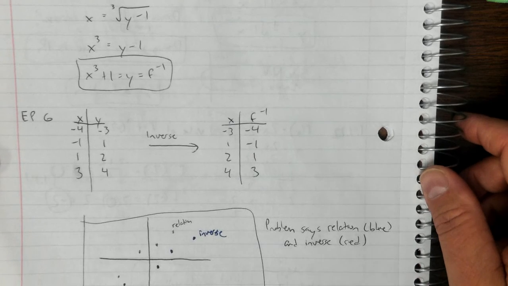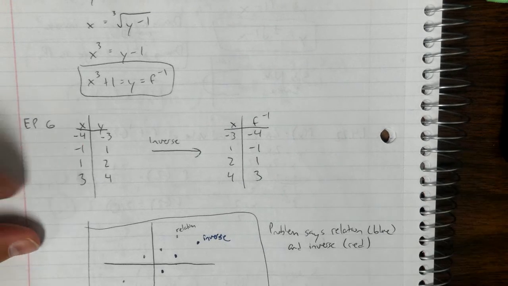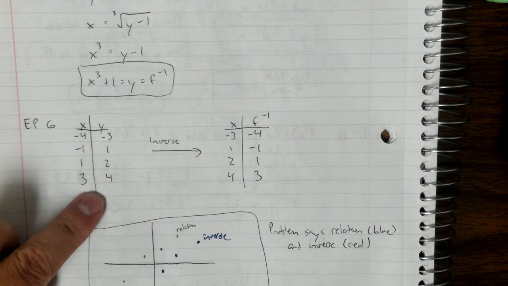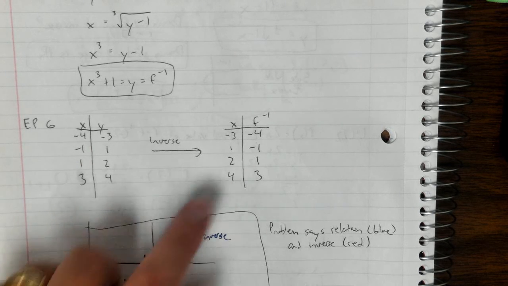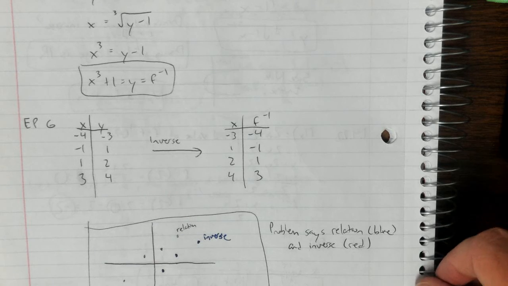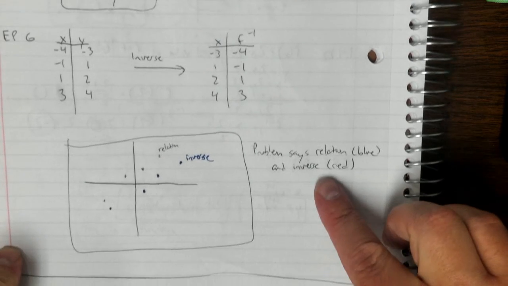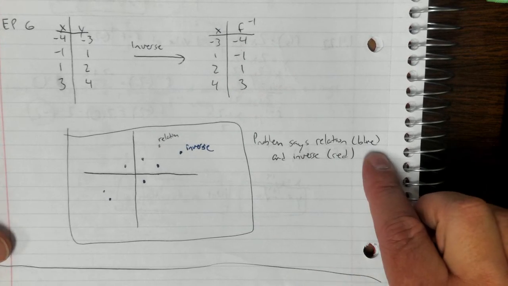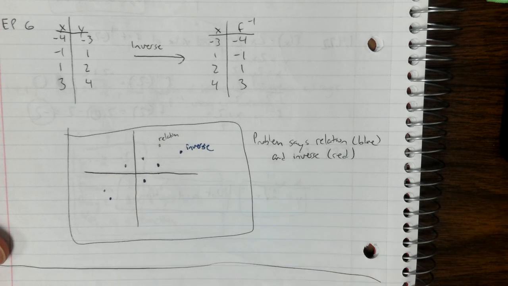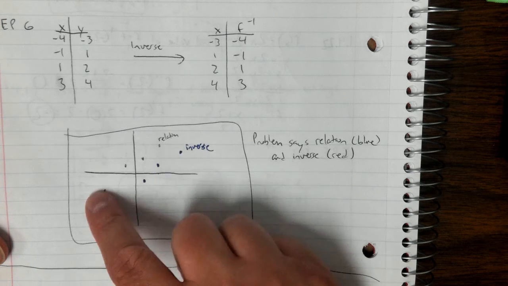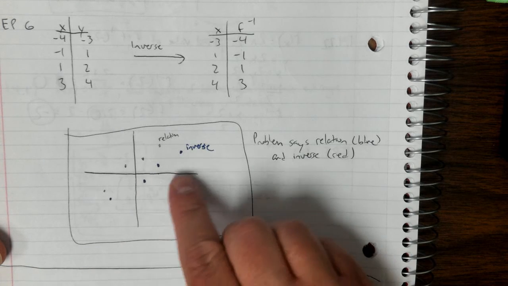Then our last one, this was your table, and to get the inverse, we just switch our x and y. So very simple. This is another one where the problem says the relation is blue and the inverse red, and so you just plot your points. So the relation is above and the inverse is below.